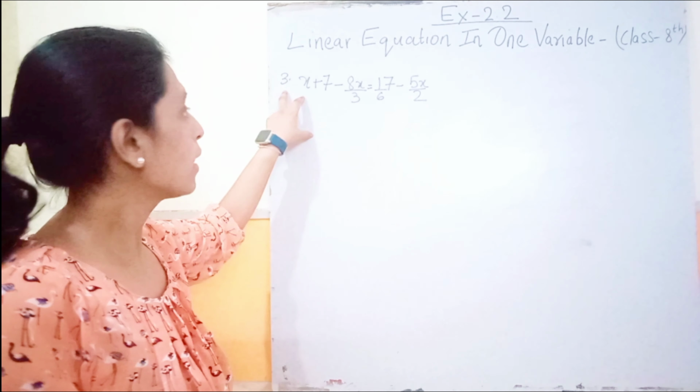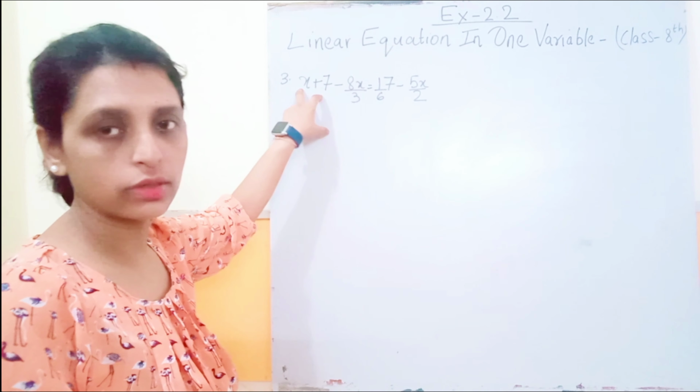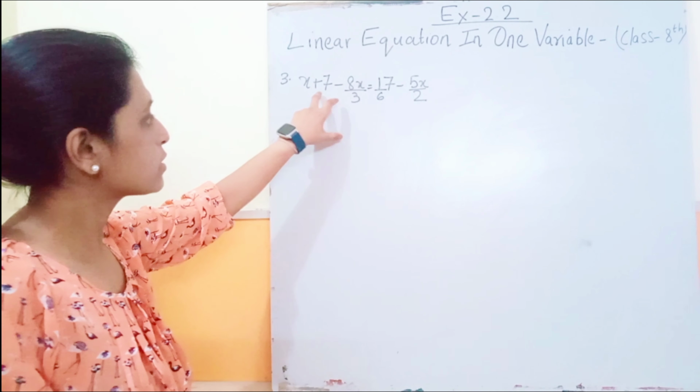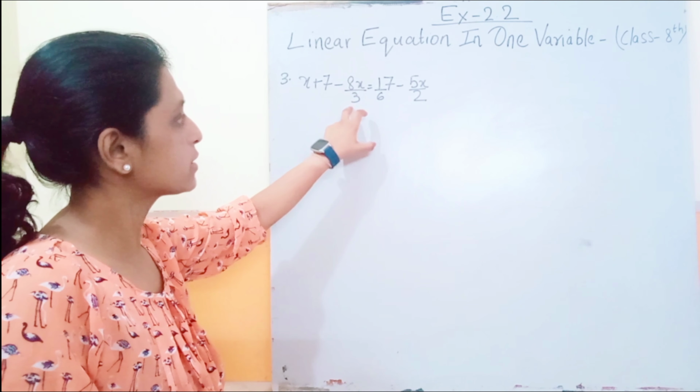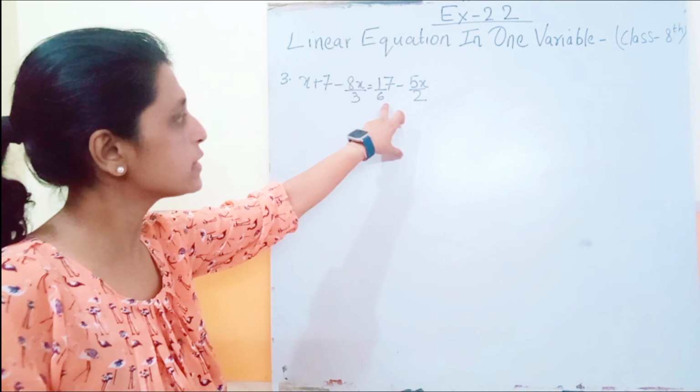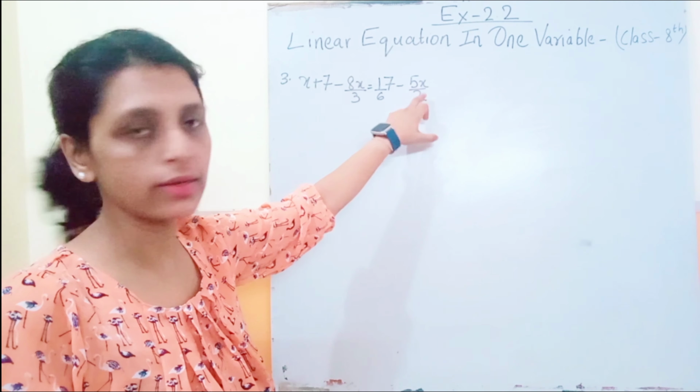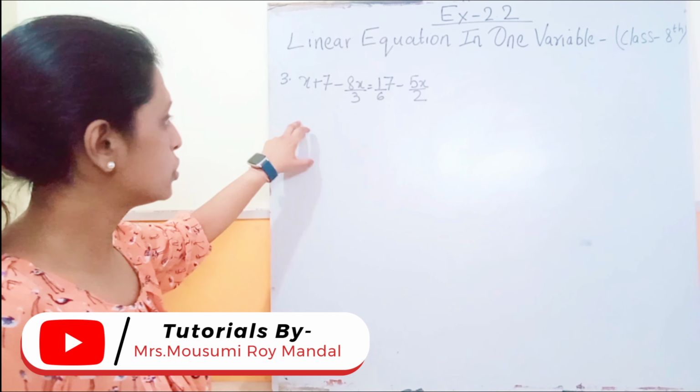So our third question is, in my last video I stopped on the second question. Now I'm going to start with the third question, and the third question is x plus 7 minus 8x upon 3 is equal to 17 upon 6 minus 5x upon 2.